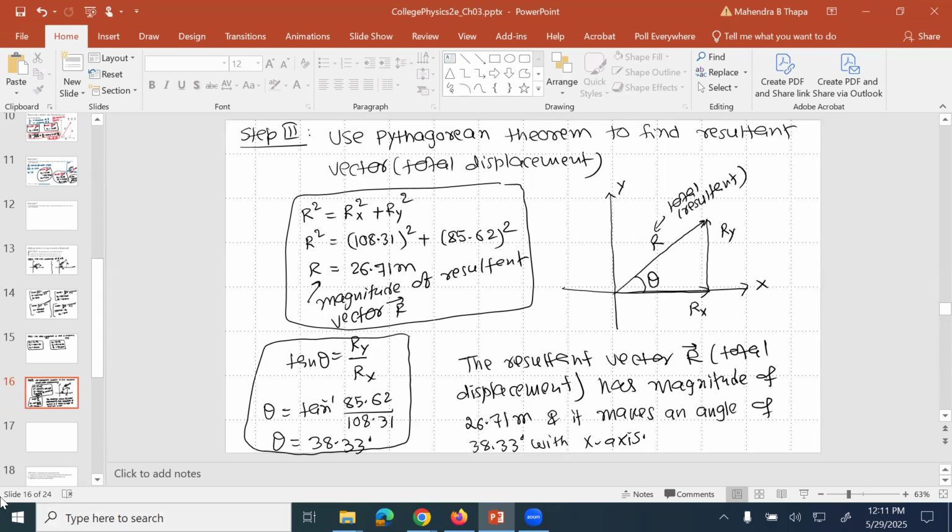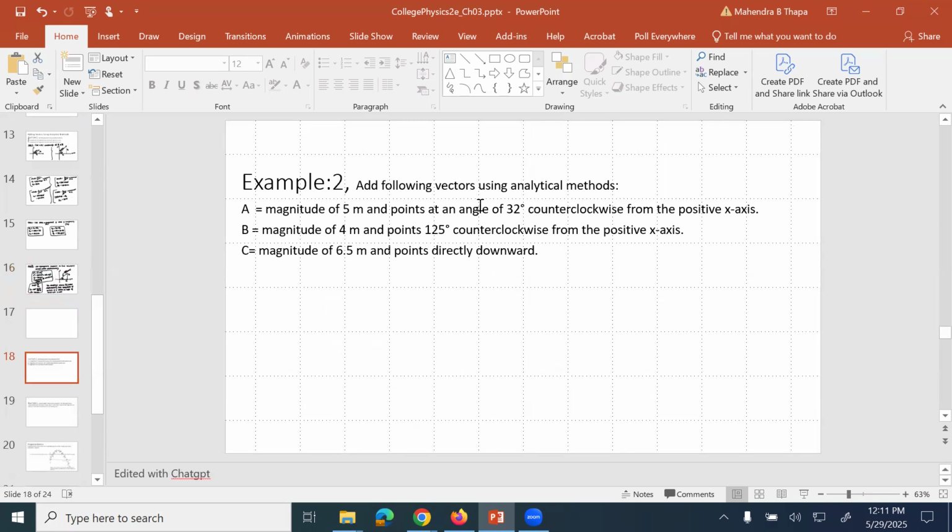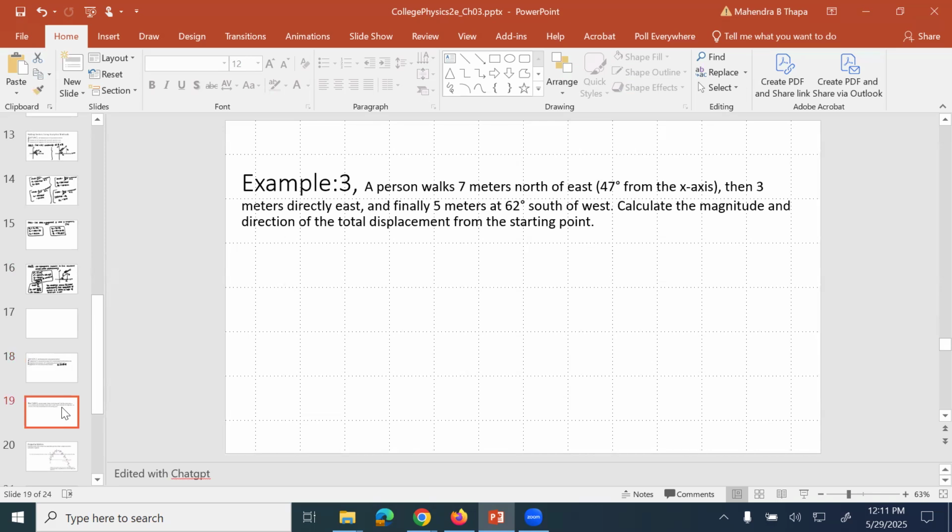Based on these steps, you can solve the examples. Example 2 is very similar. The only difference is that here we have three vectors A, B, and C. Our goal is to find the resultant, which will be R equals vector A plus vector B plus vector C. So you have to follow the steps that you learned in example 1. You can do a similar thing for this problem.